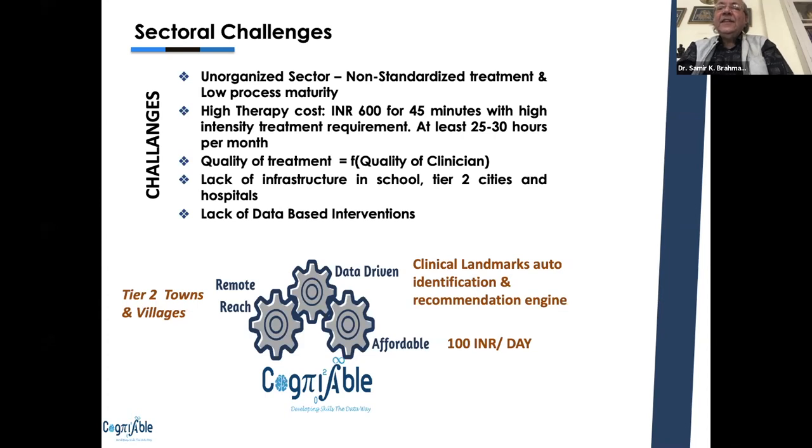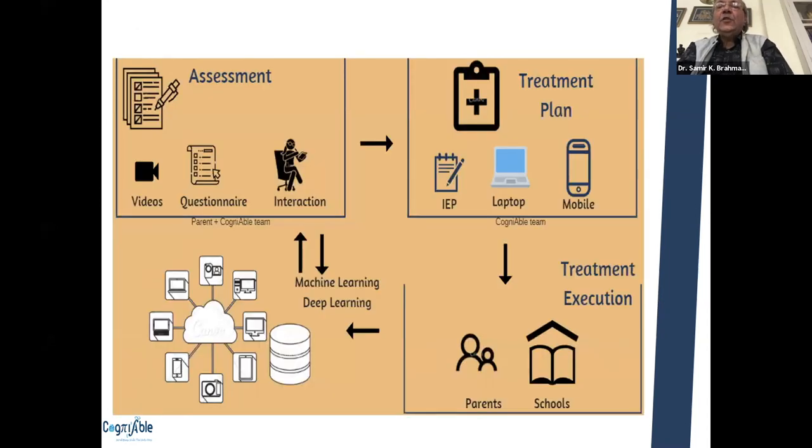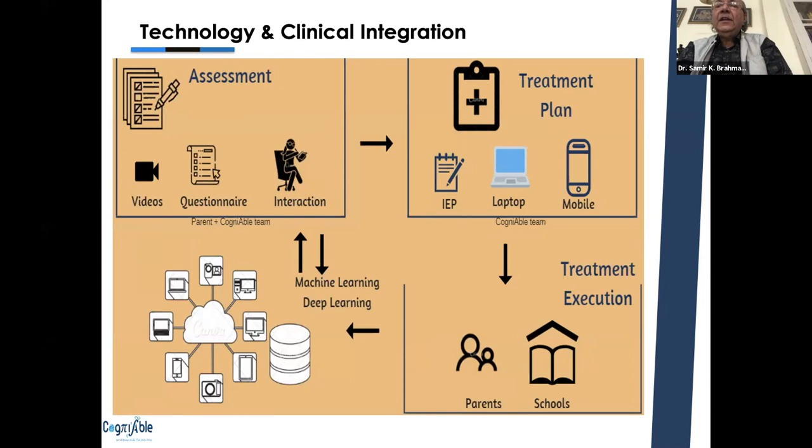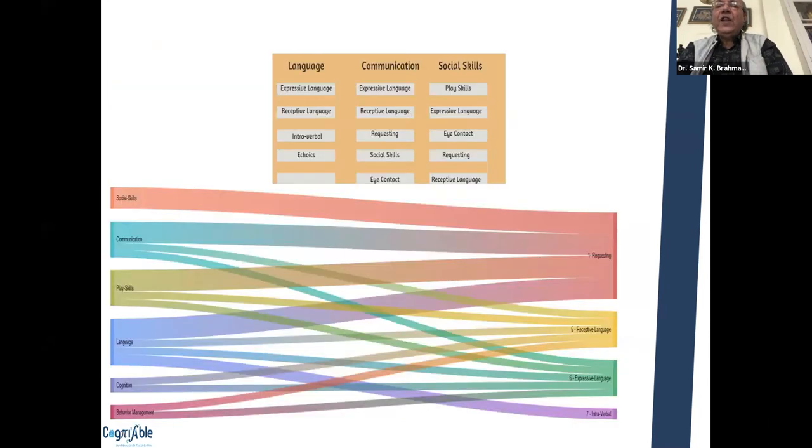So, this is how you do assessment. You have a treatment plan and then you have a treatment execution. And this is the parent relationships, it's all computing and machine learning models. Then you run data analytics, and based on that, you see language skill, learning skill, and each skill can be associated with various activities.